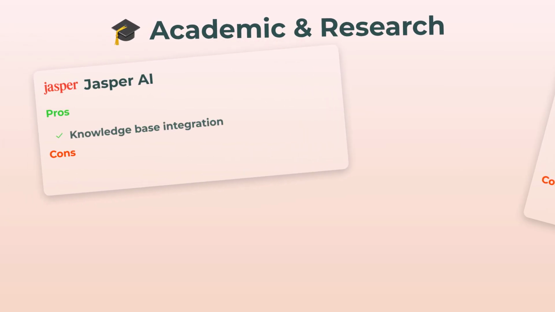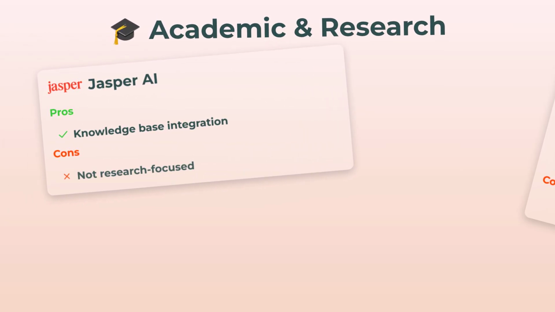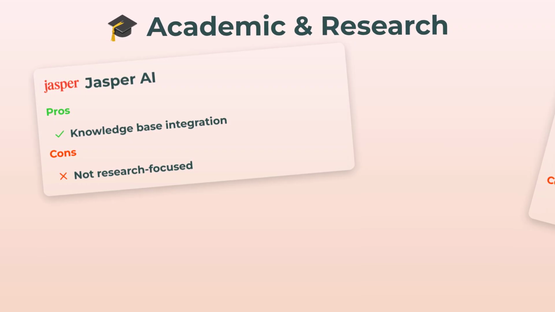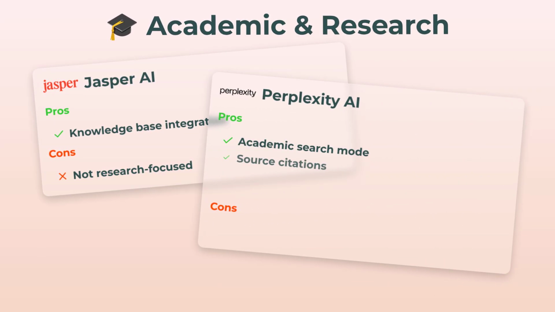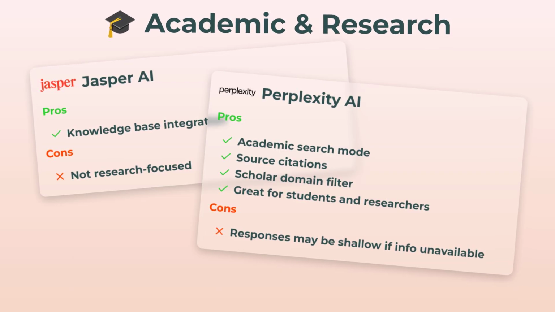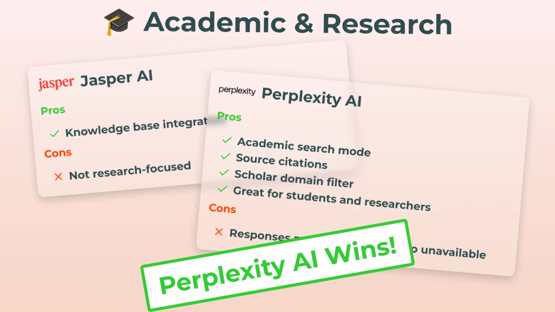Academic and research. Jasper's okay if you want to dig into knowledge bases, but it's just not cut out for deep research. This is where Perplexity really steps up. You've got an academic mode. It'll serve up source citations, scholar-only results, and if you're in school or need serious fact-checking, it's basically made for that. Sometimes info is a bit light if sources are missing, but even so, Perplexity totally owns this round.